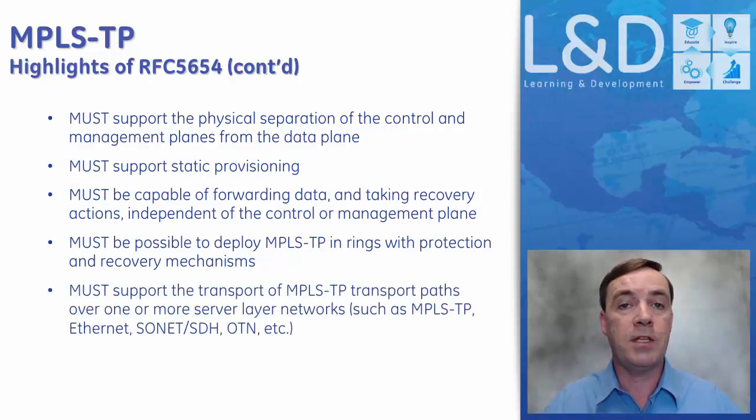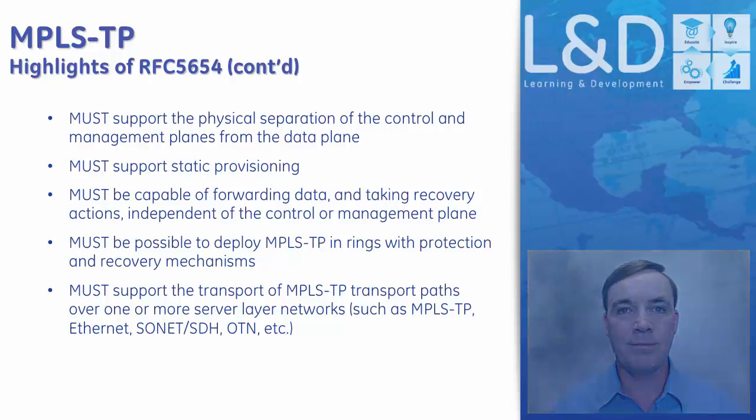Transportation of MPLS-TP transport paths. This point describes how MPLS-TP LSPs must be able to be transported over other server layer networks. This would include other MPLS-TP infrastructures, Ethernet, SONET/SDH, or OTN. So again, because MPLS itself is agnostic to the transport, MPLS-TP also takes on some of those features, but they require that the LSPs are able to go over MPLS-TP itself, as well as Ethernet, SONET/SDH, and OTN.